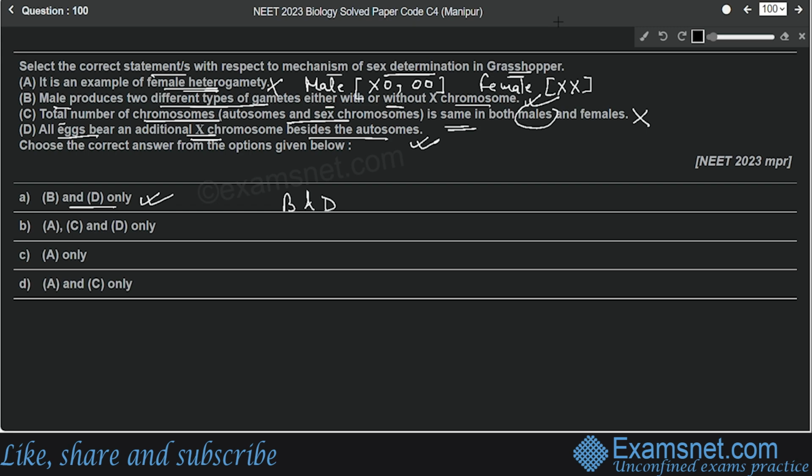So here we complete all the biology questions from NEET Manipur 2023 paper. We'll be back with another session soon. Till then, keep learning, keep scoring high.